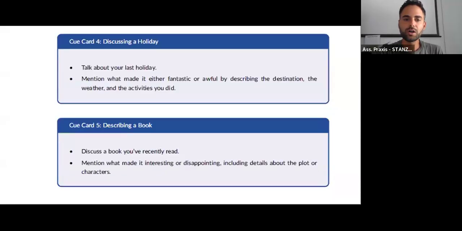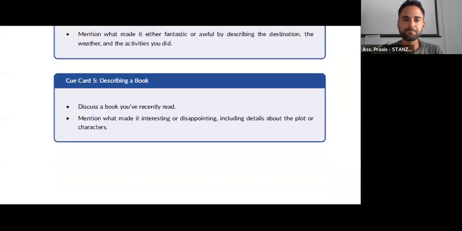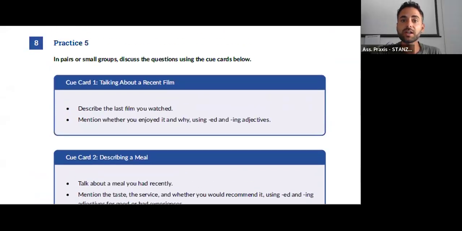And then we have cue card 5, describing a book. Discuss a book you have recently read. Mention what made it interesting or disappointing, including details about the plot or characters. All right, now we're going to stop for just a couple of minutes and then we'll try a different activity together.